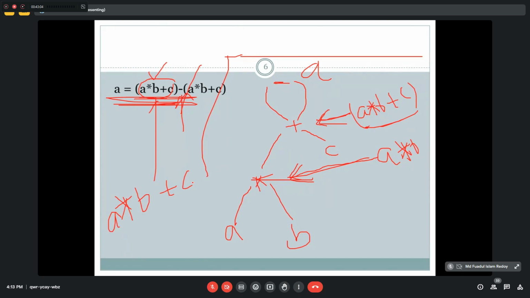So what is the condition? If this one has more than one parent, that is actually a common sub expression. And if you think this one has two parents, that means you can reach it from two places, so its parents are two, which means it is a common sub expression. Do you understand what I am saying?